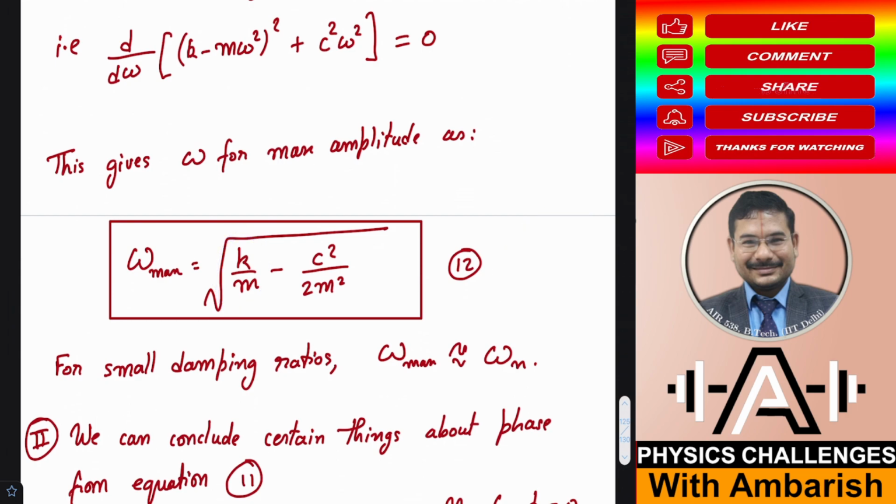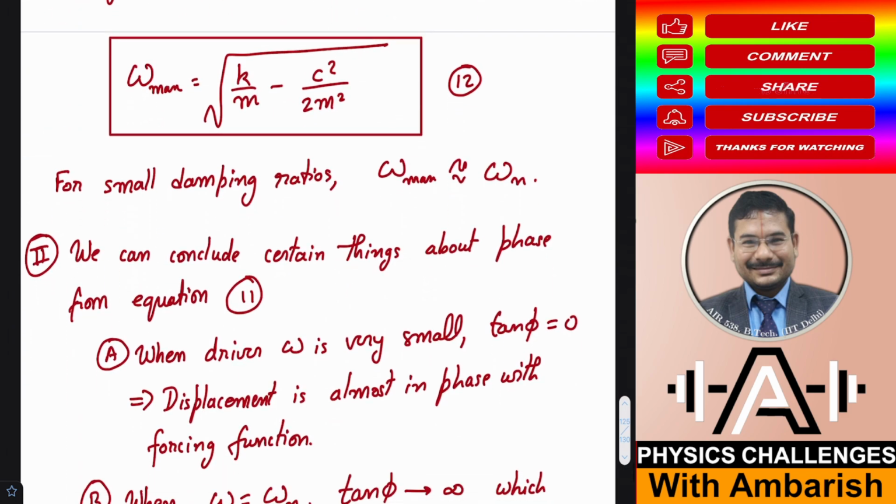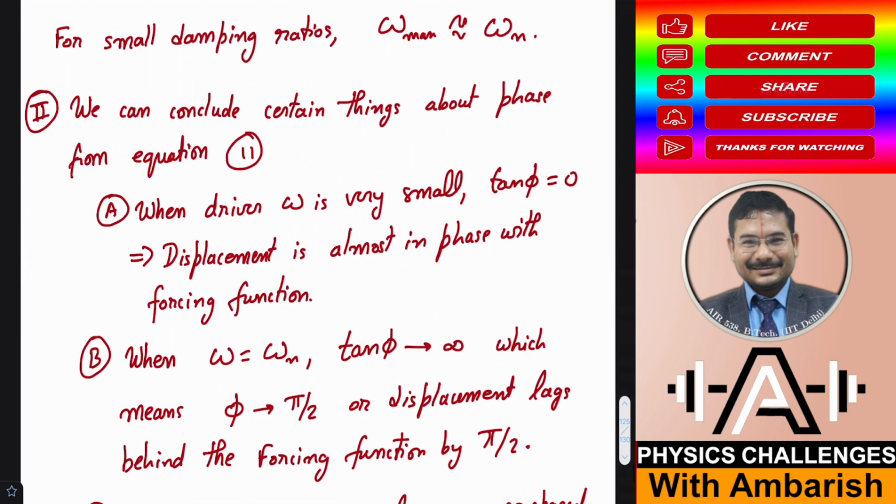Sometimes students get a misconception after reading NCERT. They think that root k by m itself is the frequency for maximum amplitude. That's not true. Okay. For small damping, although, omega max becomes the same as the natural frequency, that is under root k by m, right? Now we can also conclude certain things about phase from equation 11.